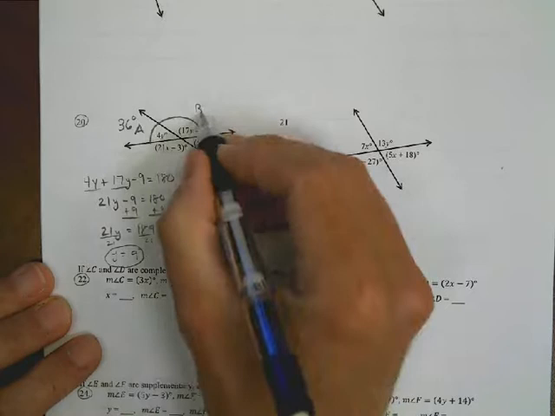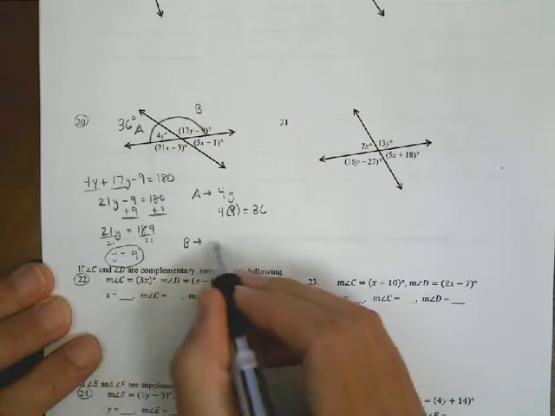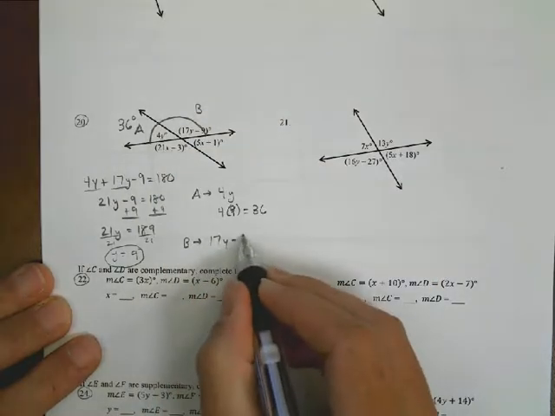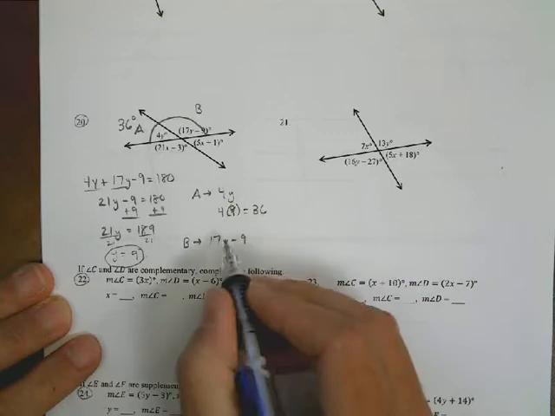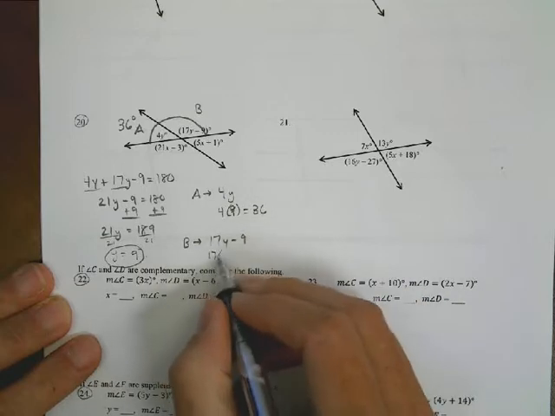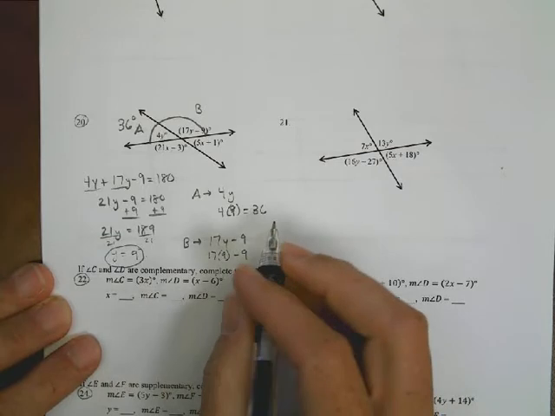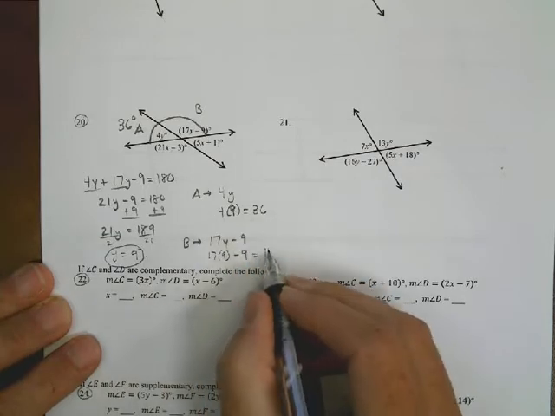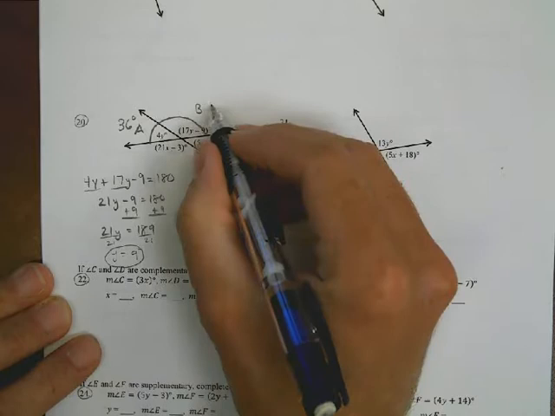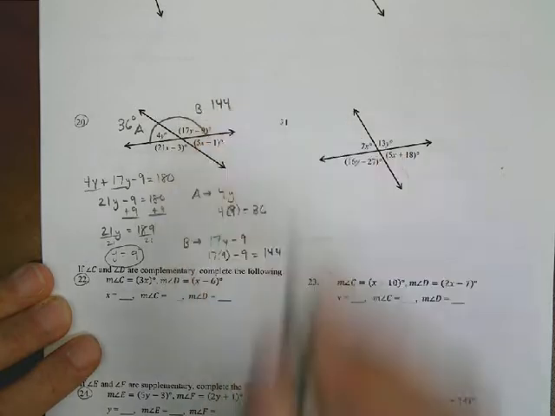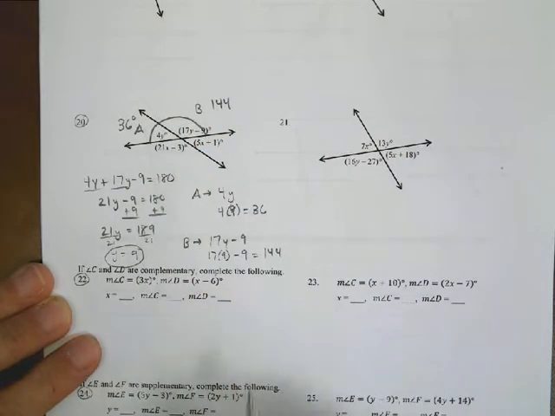For the next one I have, we'll call it B. B is 17y minus 9. Well, plug in the 9. We have 17 times 9 minus 9. And 17 times 9 minus 9 equals 144. So I know that this is 144 degrees.